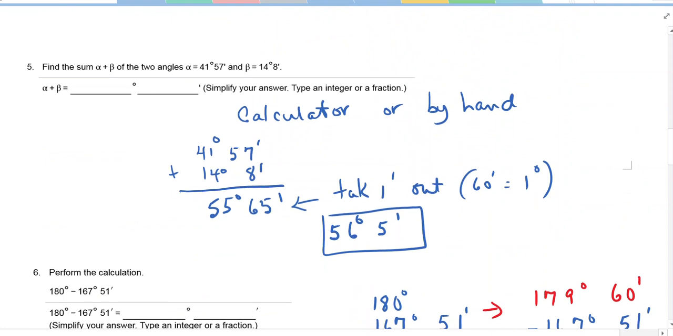Again, it says find the sum alpha plus beta of the 2 angles, and it gives you the 2 angles. So we can do this by hand, or you could do them on the calculator. It's up to you. You could do either way. But if you do it here, so when I add this, I get 65 minutes, and I have 55 degrees.